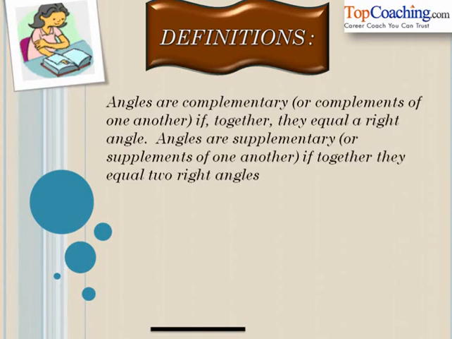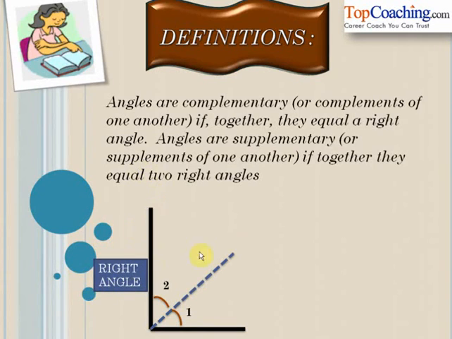So, let us say that this is one angle. Let us say that this angle is angle 1. Similarly, we have another angle, angle 2. And if both these angles make together a right angle, then these angles are complementary angles. That is, angle 1 plus angle 2 is equal to 90 degrees, which is a right angle, and so angle 1 and angle 2 are complementary angles.